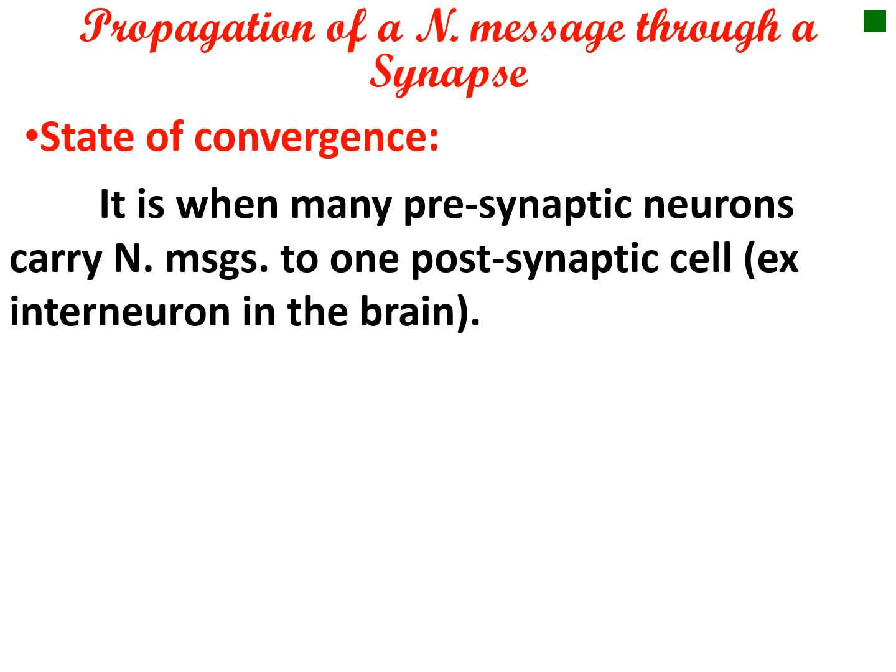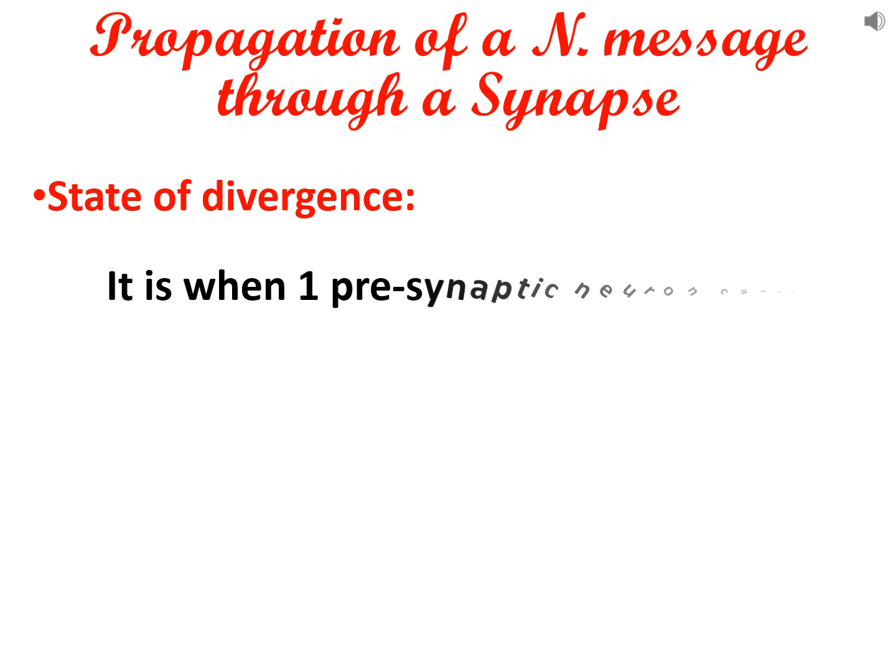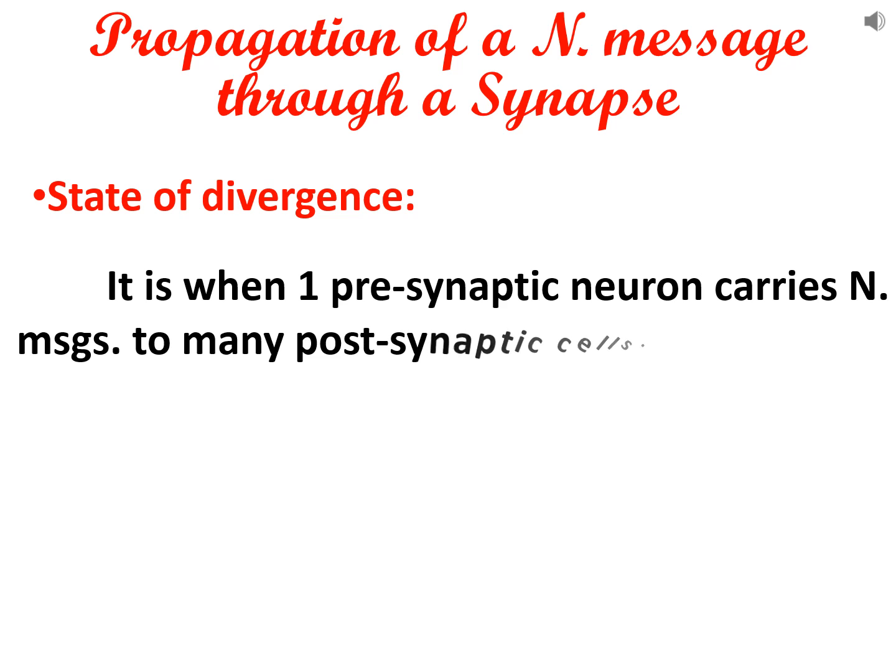Here we have the propagation state of convergence, where the messages are converged into one, when the presynaptic neurons carry the nervous message to one postsynaptic cell in specific. State of divergence is when one message is diverted into many postsynaptic cells.